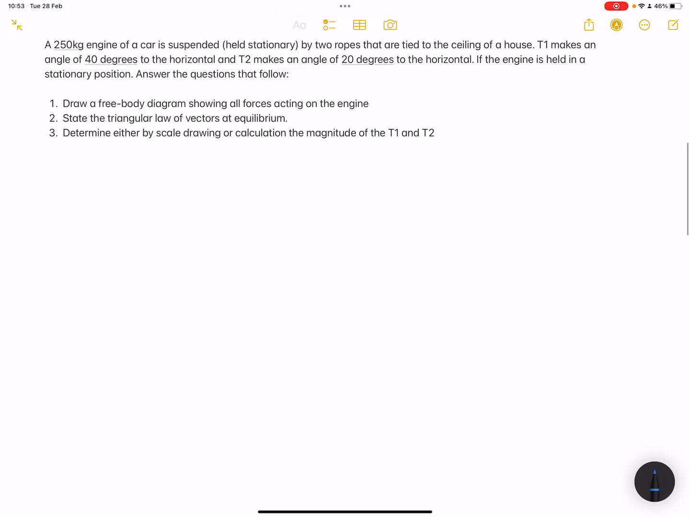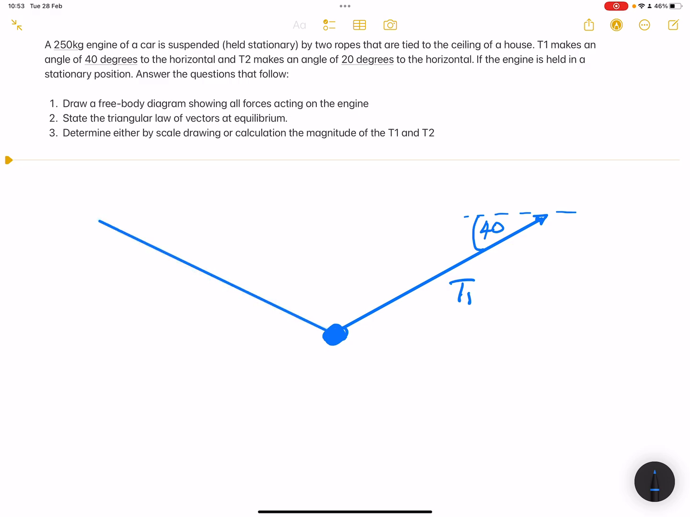Now remember, whenever you draw a free body diagram, please use that dot, and that dot signifies or represents the center of gravity of the object. Okay, so we know we've got T1, and T1 makes an angle of 40 degrees with the horizontal, and we also have T2, that makes an angle of 20 degrees with the horizontal.